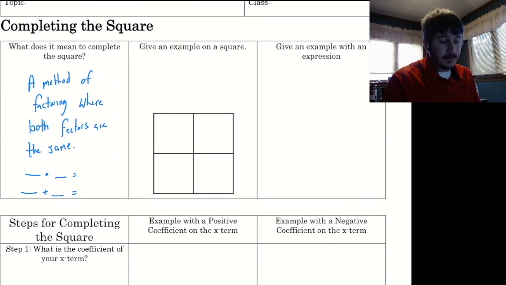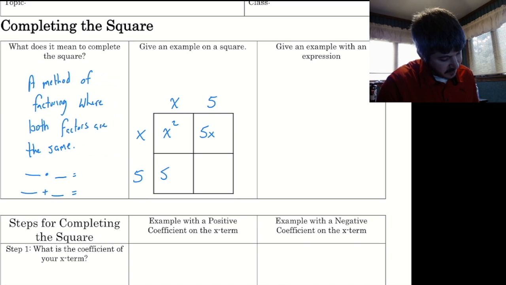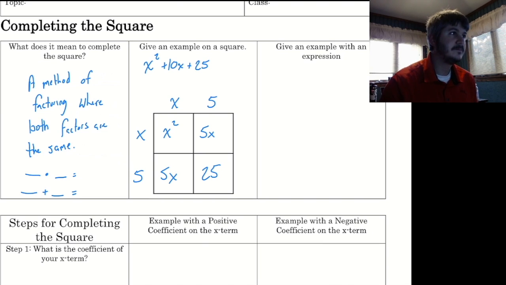So it says give an example of a square. So the factors would look something like x and, I'll use 5 again, so it's x and 5, x and 5. And then you could do your box method to see what this looks like. X squared, 5x, 5x, and 25. So it would be x squared plus 10x plus 25.